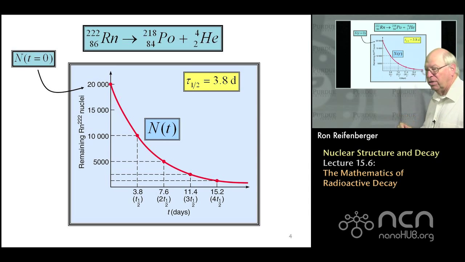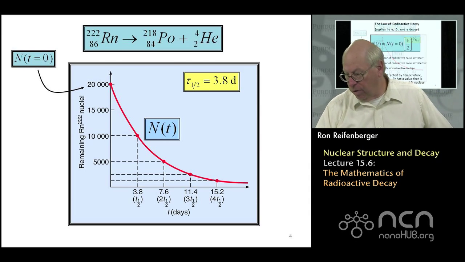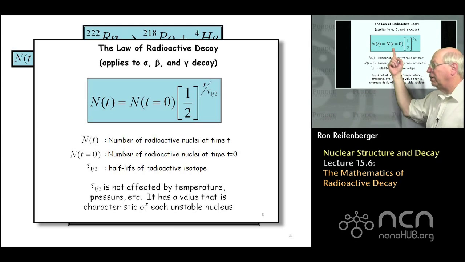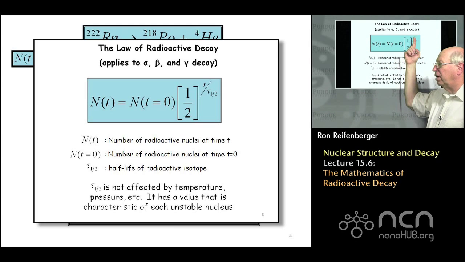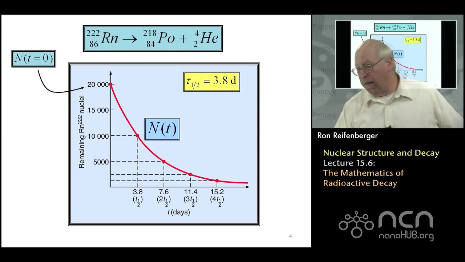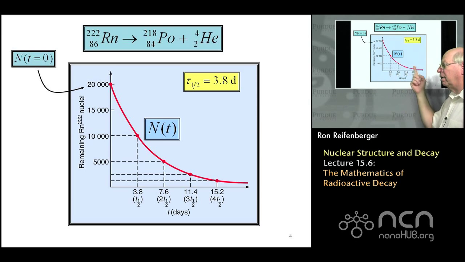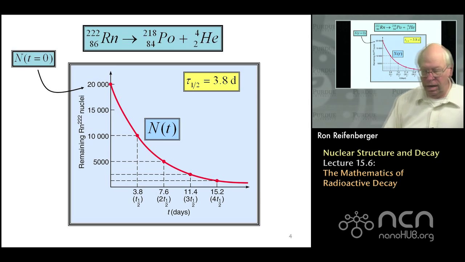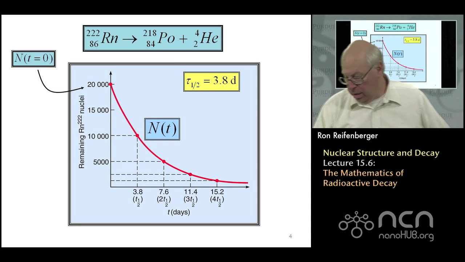So with this simple equation, you tell me the time and you tell me the half-life, and I can then predict this red curve in this plot. I can predict how many radioactive nuclei remain after any time interval that you care to specify.